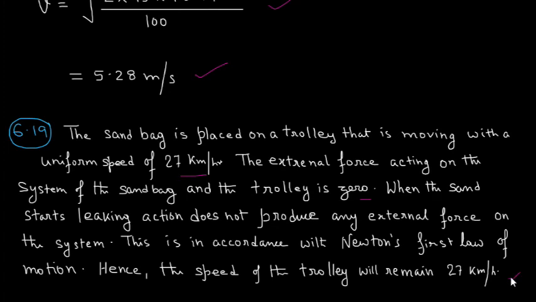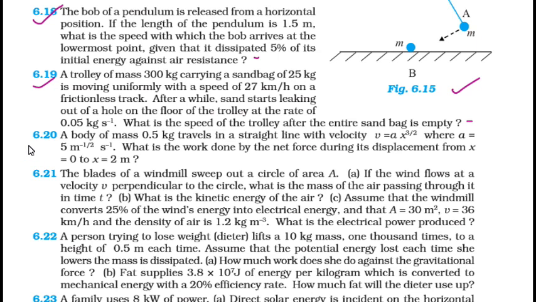Let us see the next question. 6.20. A body of mass 0.5 kg travels in a straight line with a velocity v equal to a x to the power 3 by 2, where a is equal to 5 m to the power minus half per second. What is the work done by the net force during its displacement from x equal to 0 to x equal to 2 meter?